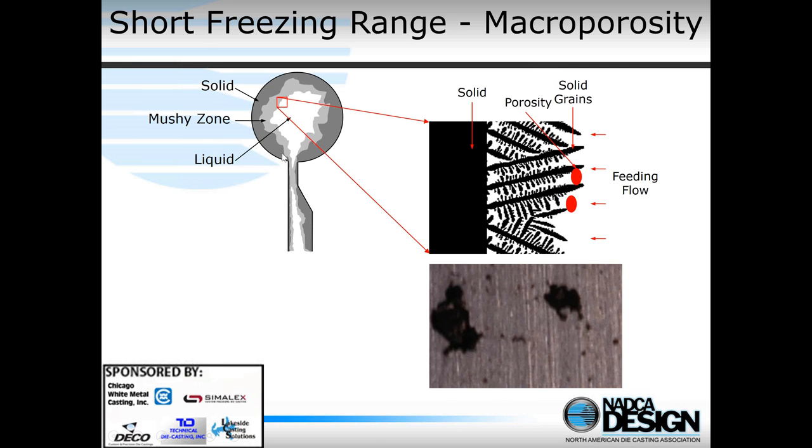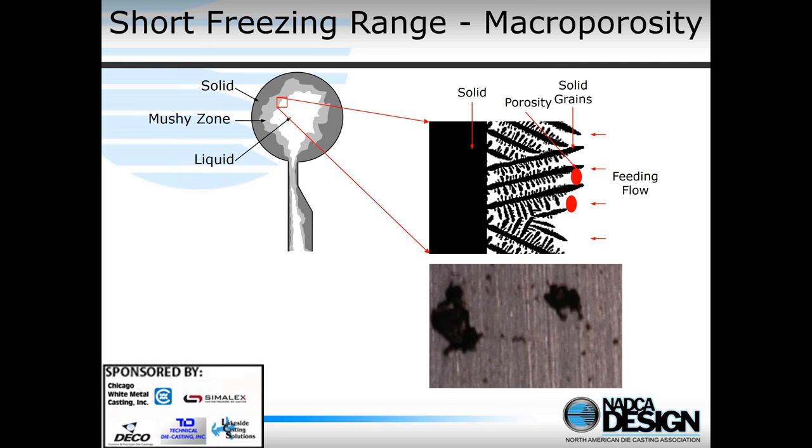Here's the gate. And we got solid. The dark gray material is solid at the surface. We got the white material that's liquid in the center, and the area in between is partially liquid, partially solid, and we call that the mushy zone.